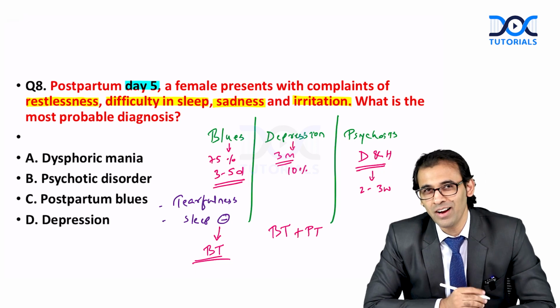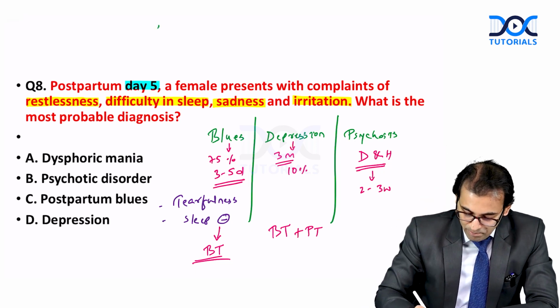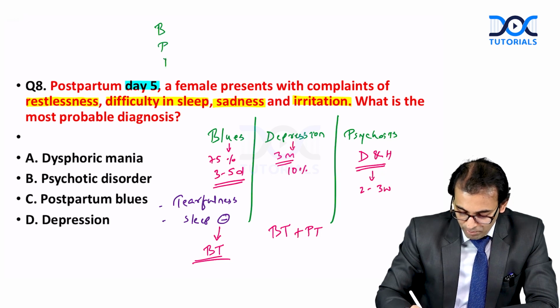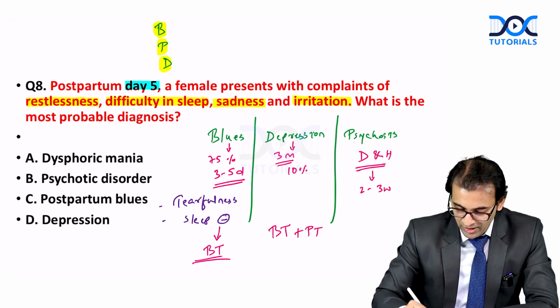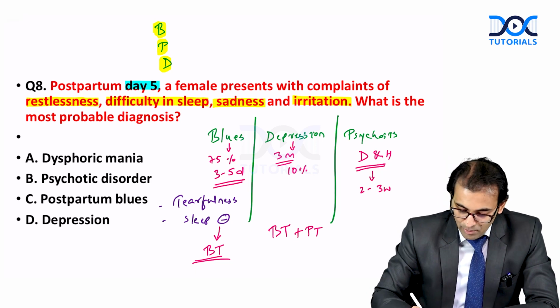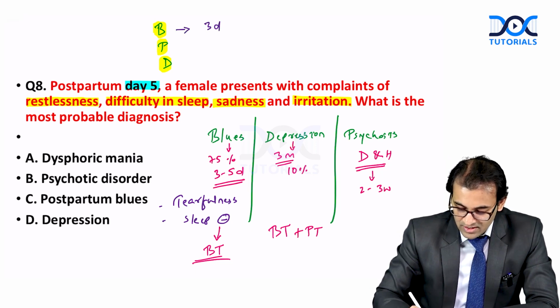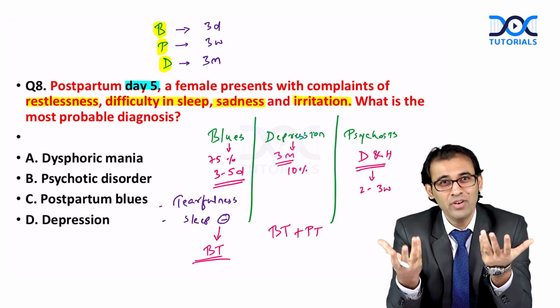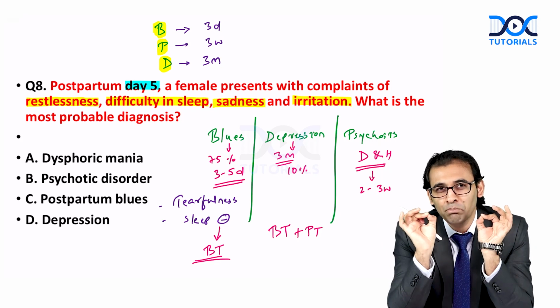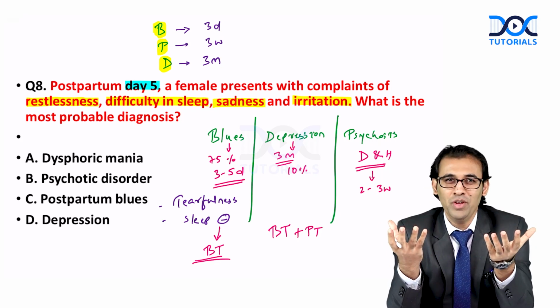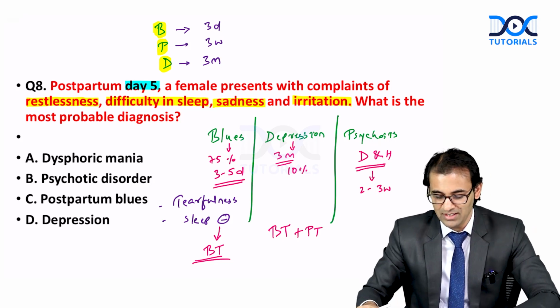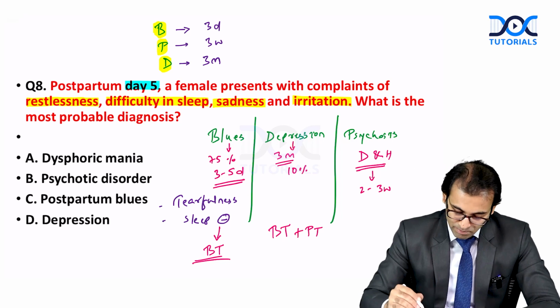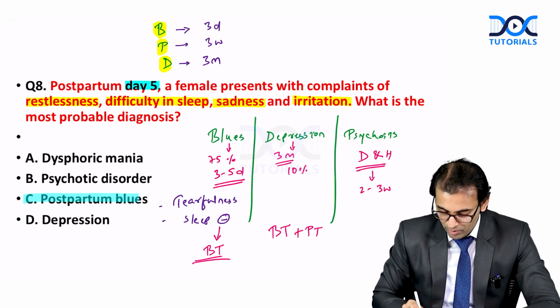So I have taught you during my class a simple mnemonic. There is BPD, after delivery: postpartum blues, postpartum psychosis, postpartum depression. Duration criteria, rule of 3. Postpartum blues will occur within 3 days, psychosis within 3 weeks, postpartum depression within 3 months. Very easy to remember, no? I keep on telling every time whenever I take class that postpartum blues, psychosis and depression are very, very important. So this is the case of what? See here, within 5 days. Answer is postpartum blues.